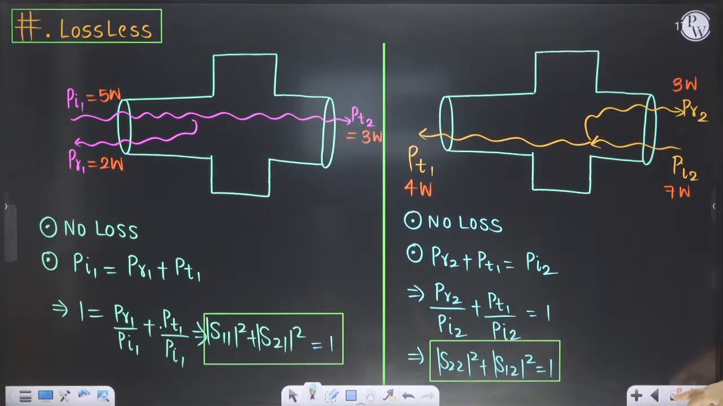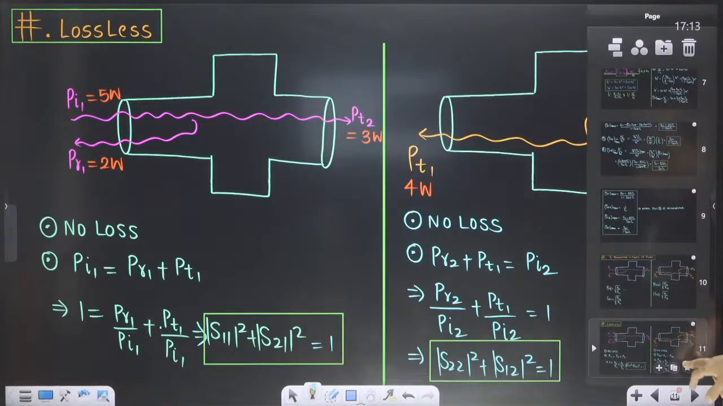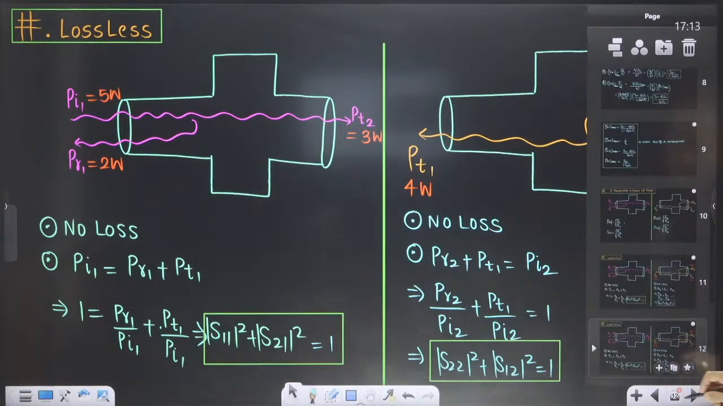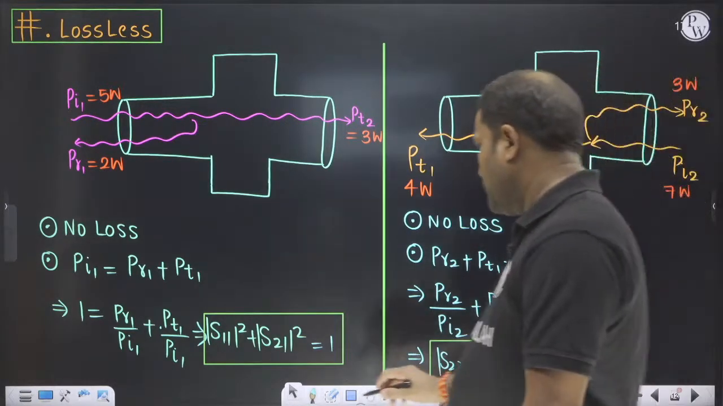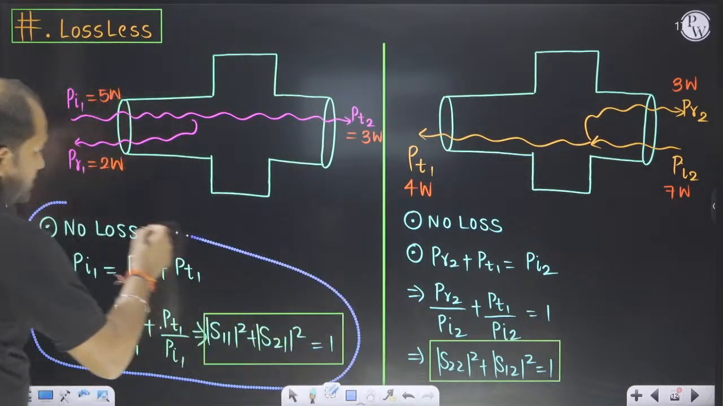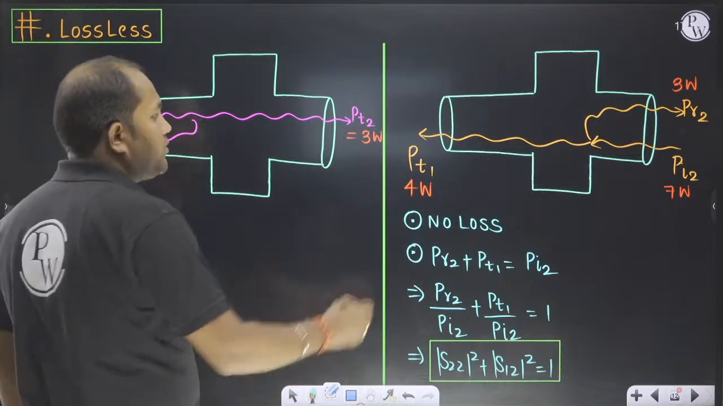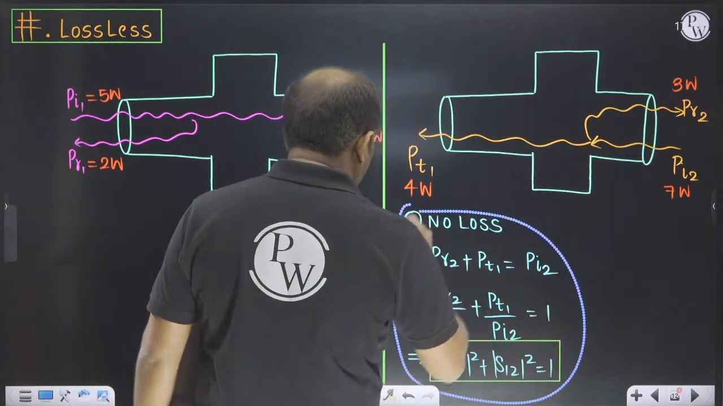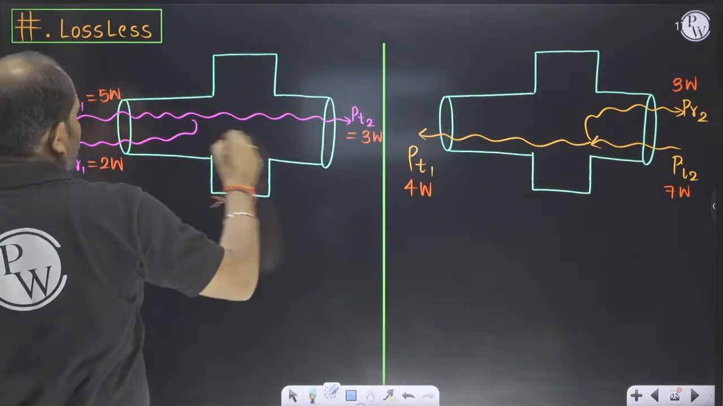Then we are going to discuss the second thing, which is lossy, for attenuator. What is the condition for lossy? We are going to discuss the condition for a lossy device. For a lossy device, what will happen?